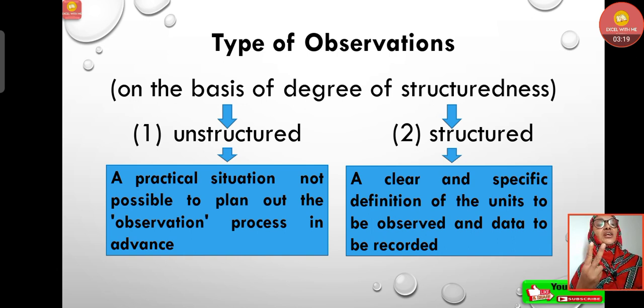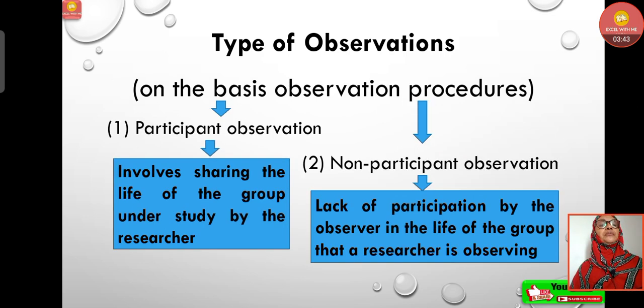What is unstructured? Unstructured itself tells you: in a practical situation, it is not possible to plan out the observation process in advance. At that moment, we have to observe things and record them. Then structured: a clear and specific definition of the units to be observed and data to be collected. Already we have planned, we have made the structure on which we are going to do the observation.